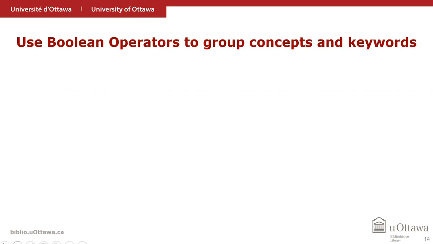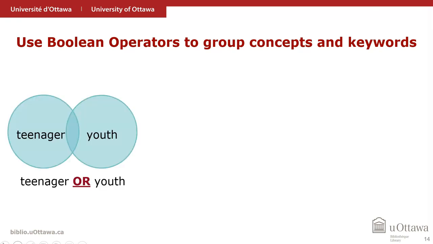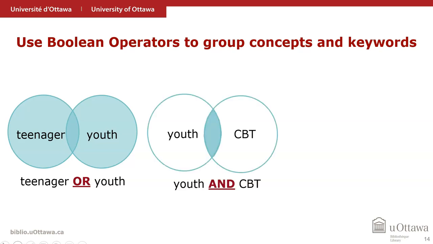You can combine your keywords in different ways using Boolean operators. This is the key to database searching. The OR operator brings back results that contain at least one of your search criteria. Use it to search for synonyms for your keywords to broaden your search and increase the number of results. In my example, I will get results on the topic of teenagers or youth.